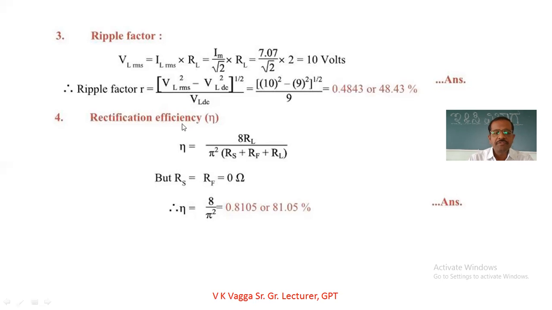And the efficiency formula: efficiency is equal to 8 RL divided by pi square into RS plus RF plus RL. Already you know that RS and RF are equal to 0. So this eta is equal to 8 divided by pi square. RS equal to 0 and RF equal to 0 have been placed, and RL is going to cancel, giving 8 divided by pi square, which is equal to 0.8105, which is equal to 81.05%.